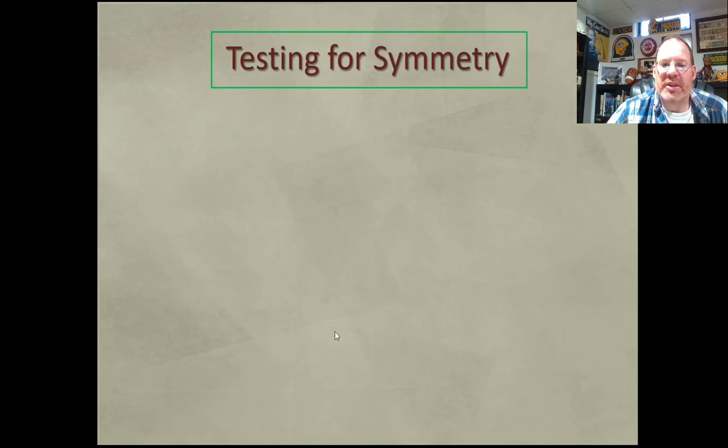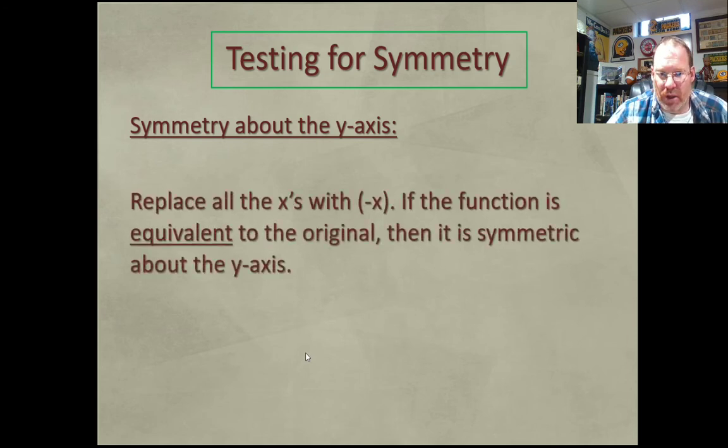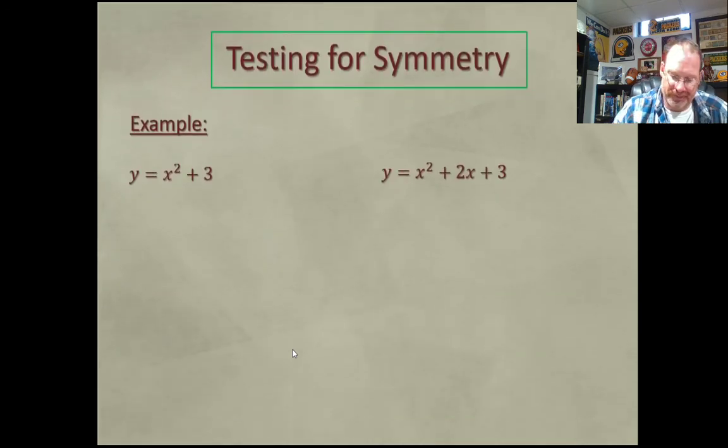So, to be symmetric about the y-axis, what you need to do is replace all the x's with negative x in the original function, and then simplify it. And if the resulting function is exactly the same as it was at the start, then it will be symmetric about the y-axis. I know it sounds confusing, but you'll understand with this example.